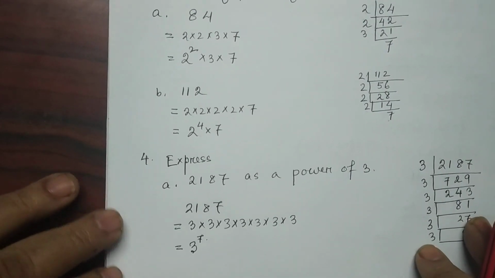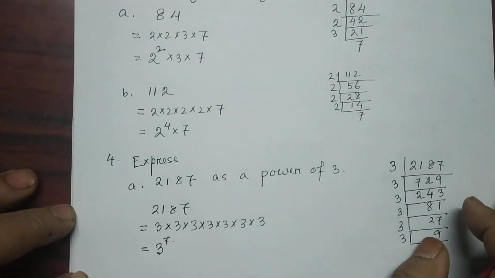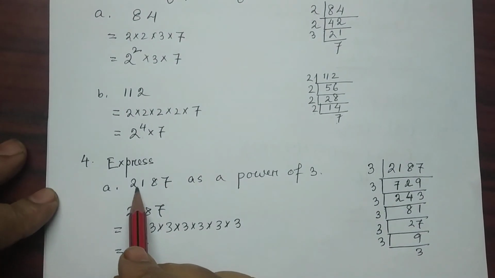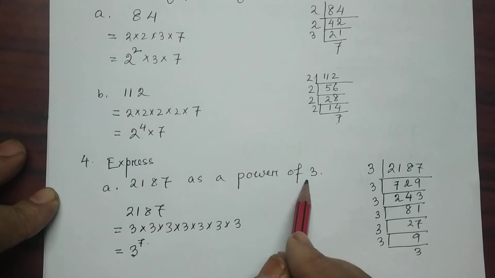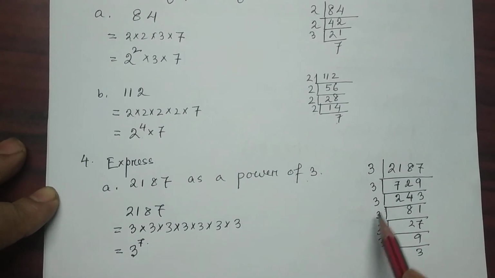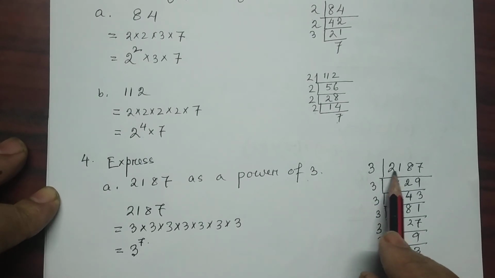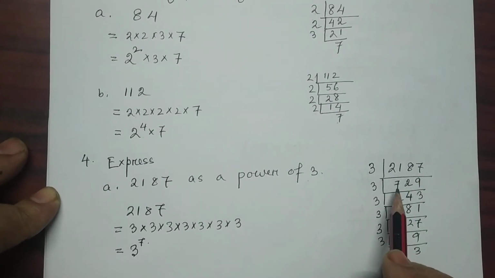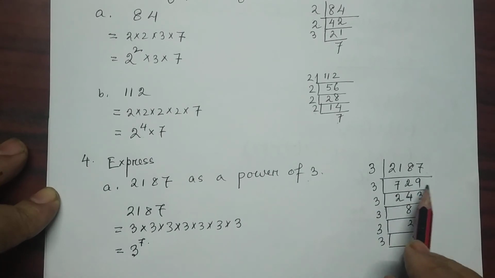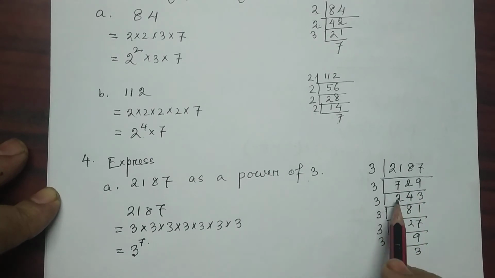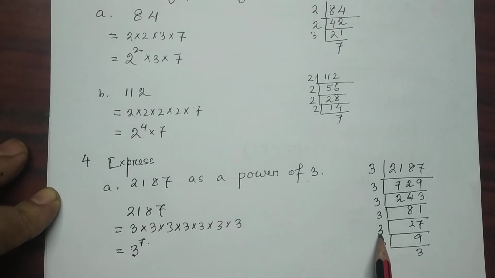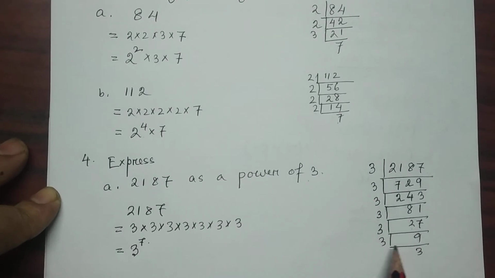Next, number 4, here given 2187 as a power of 3. First we have to factorize, prime factorize. If we divide 2187 by 3, then we will get 729. Again we divide by 3, then 243. Like if we divide by 3, then 81. If we divide by 3, then 27. 27 if we divide by 3, 9. And 9 divided by 3, then 3.